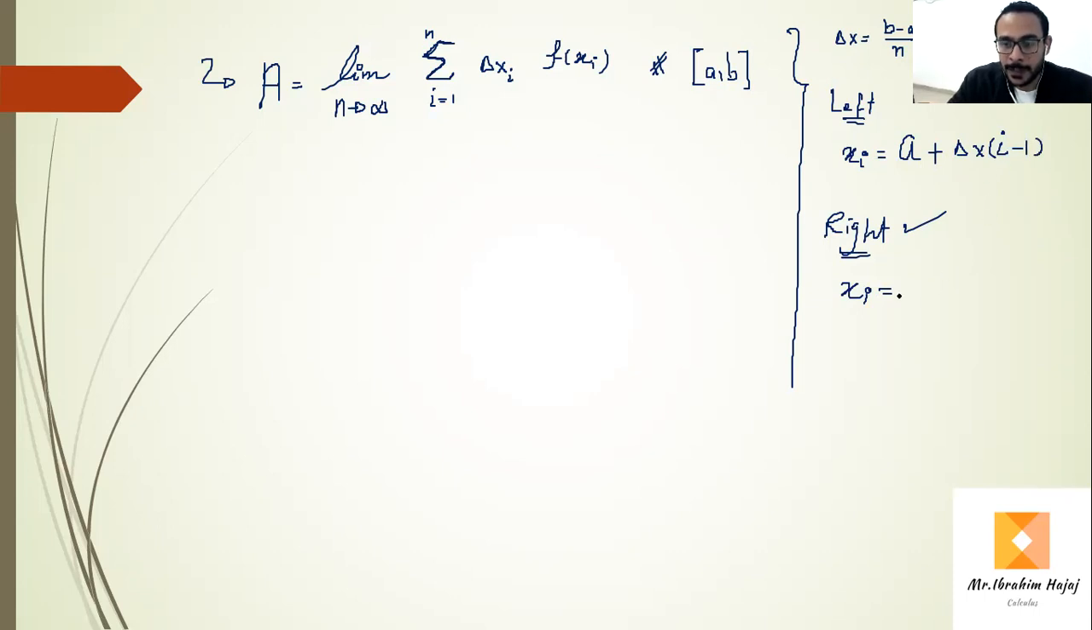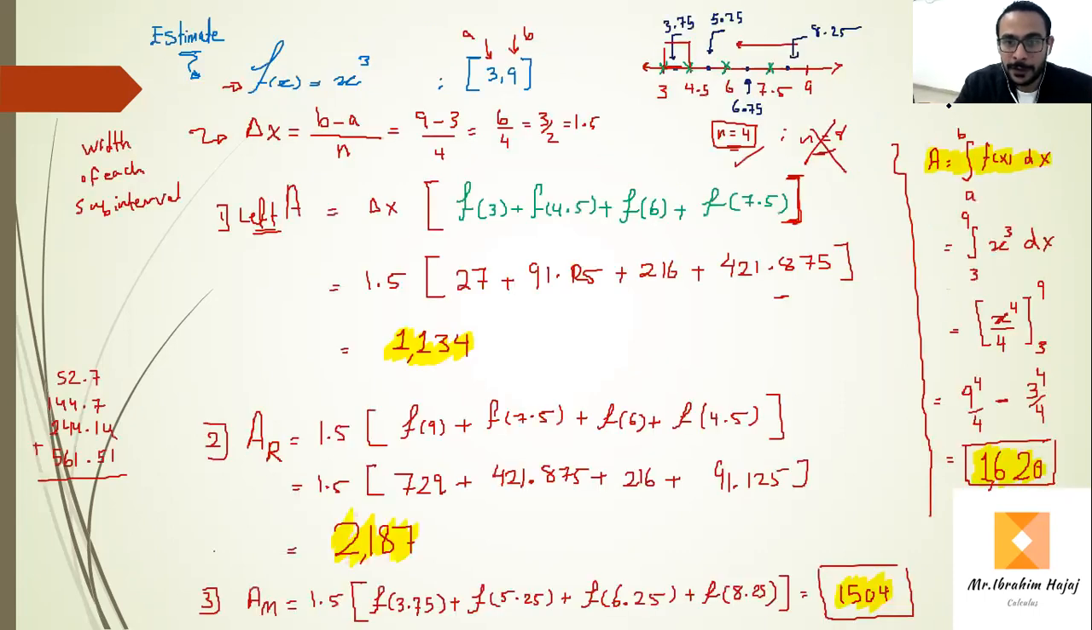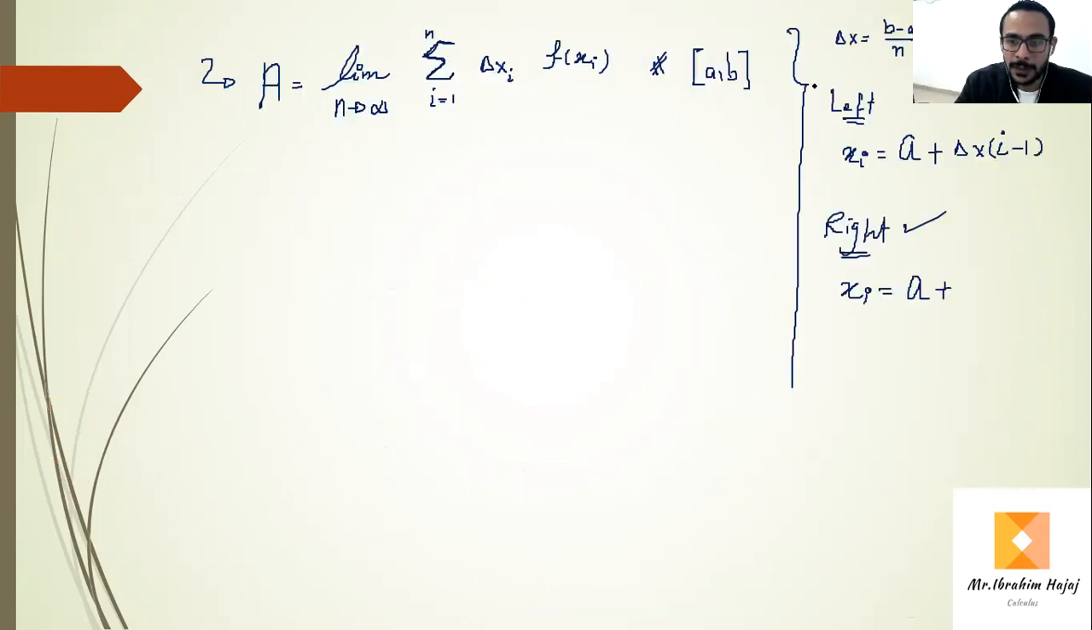That's why the left is more complicated than the right. The initial xi is a plus delta x multiplied by i minus 1. What is i? It's the number of subintervals you have. Like here, 3 is x0 and then i will be 1, 2 and so on. For xi in the right way of this formula, it's a plus delta x times i.